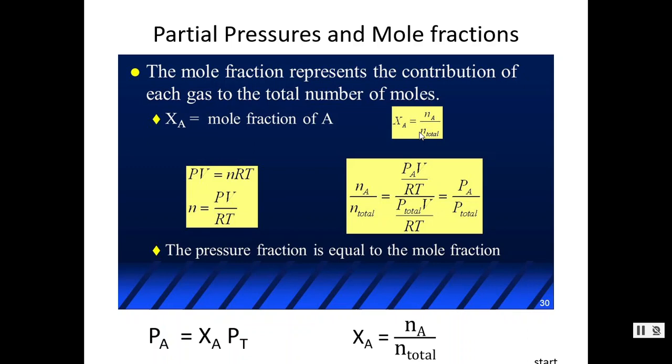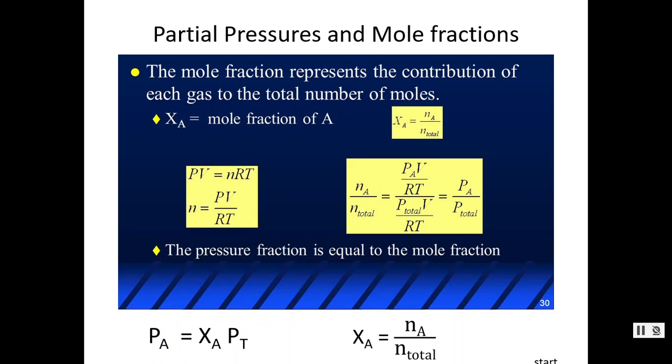So for gas molecule A, to find the mole fraction of A, I need to know how many moles of A I have divided by the total number of moles in that system. So with mole fraction data along with total pressure data, that is another way that you can calculate the partial pressure of a species in a mixture.